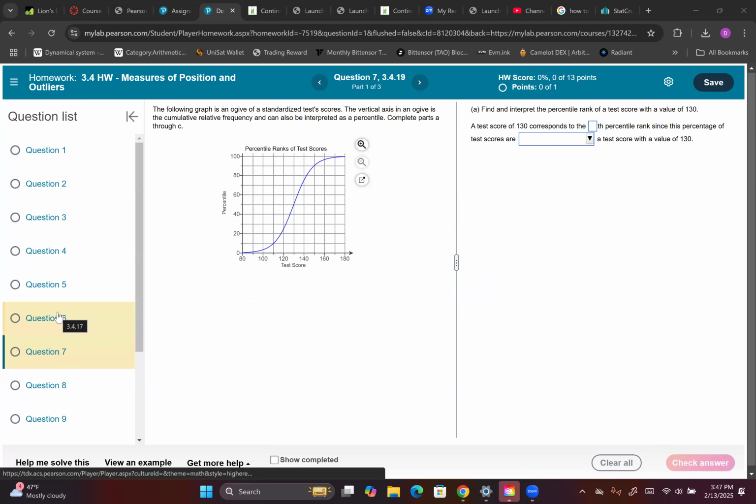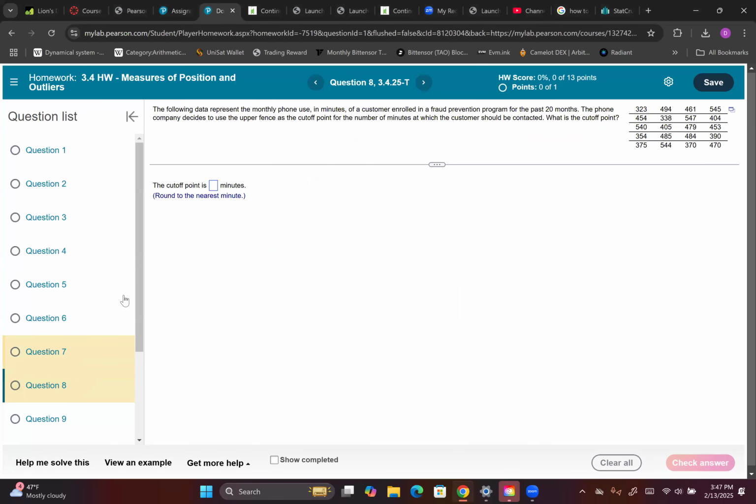Cool. So this is not too difficult. This one, given a test score of 130, that's right here. What percent does that fall to right there? Okay. I don't want to do these too much because I think you guys can figure these out. Okay. So for this, we can open the data in StatCrunch.